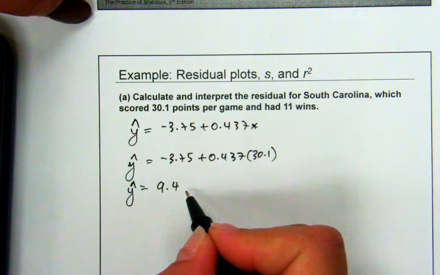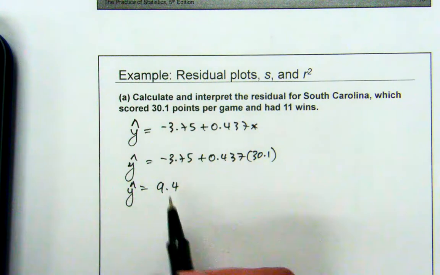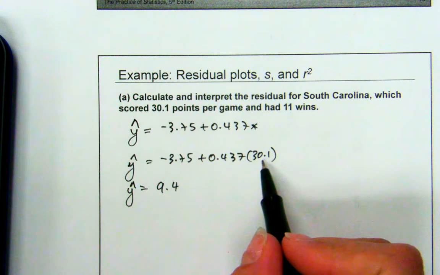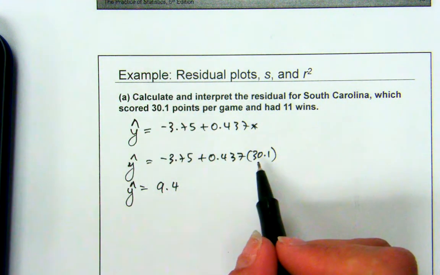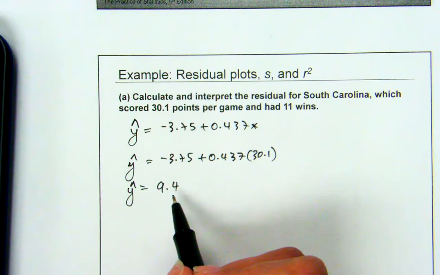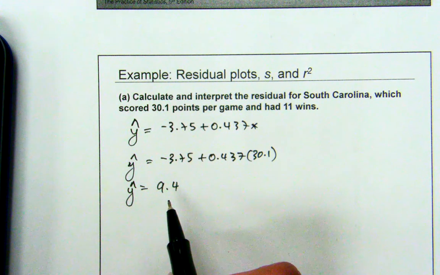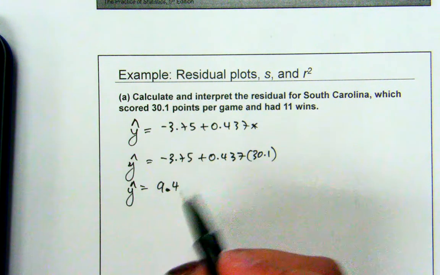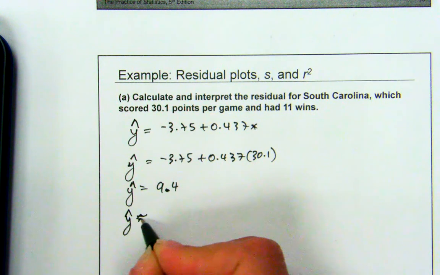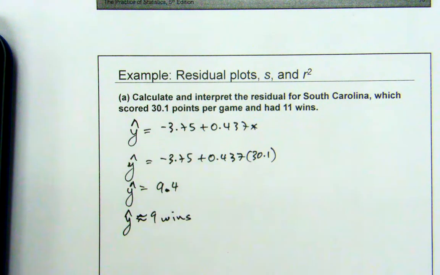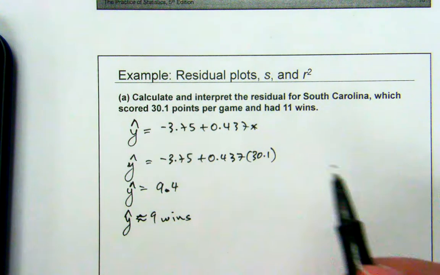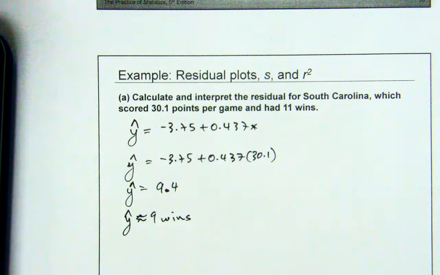So that means we have a predicted value of around 9.4 wins: if you had scored 30.1 points per game, you were supposed to have around 9.4 wins. Now, having exactly 9.4 wins doesn't make a lot of sense to me. You can kind of estimate it. You're going to have at least 9 wins. So 9.4, round to 9 wins. You can't have 0.4 of a win. That doesn't make any sense. So that's step 1.